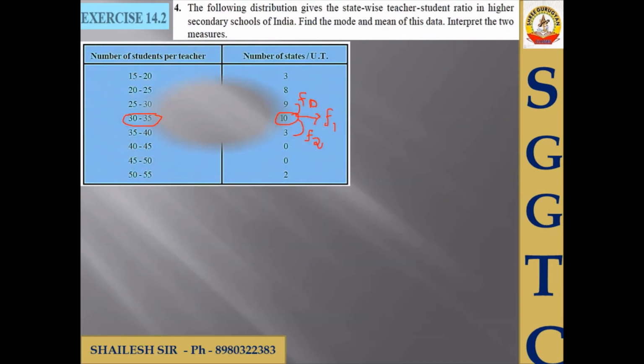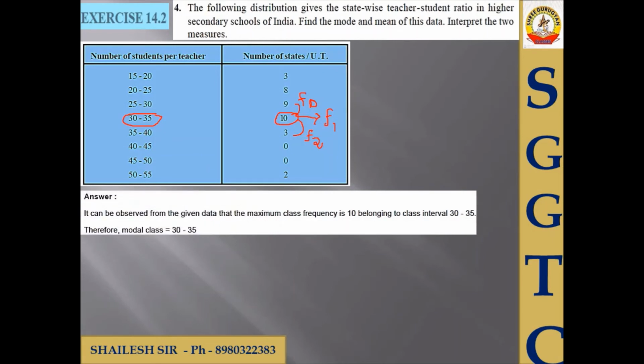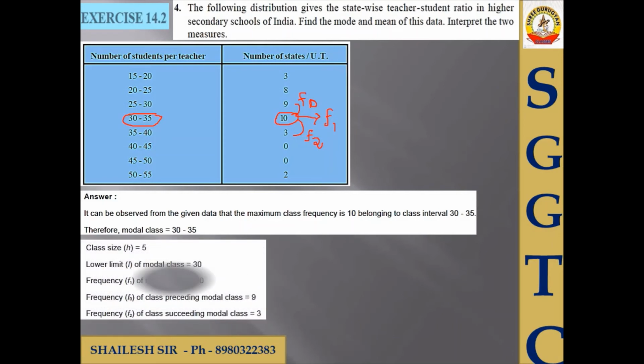Continue 14.2, fourth one. Find the mode and mean. The question gives the number of students per teacher and the number of states. So, same as before, students, check what is the highest. Yes, the highest is 10. So 10 relates to your class given in the question. Check, students, it is 10, your modal frequency.